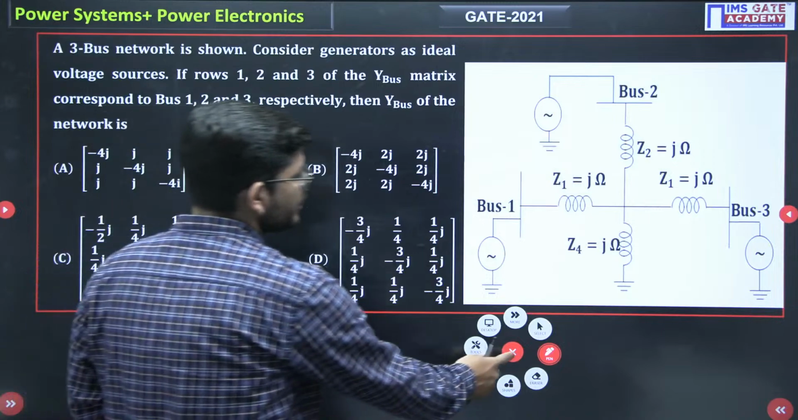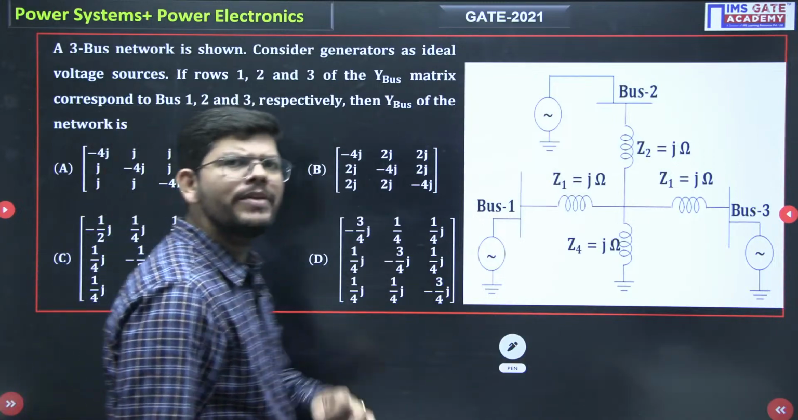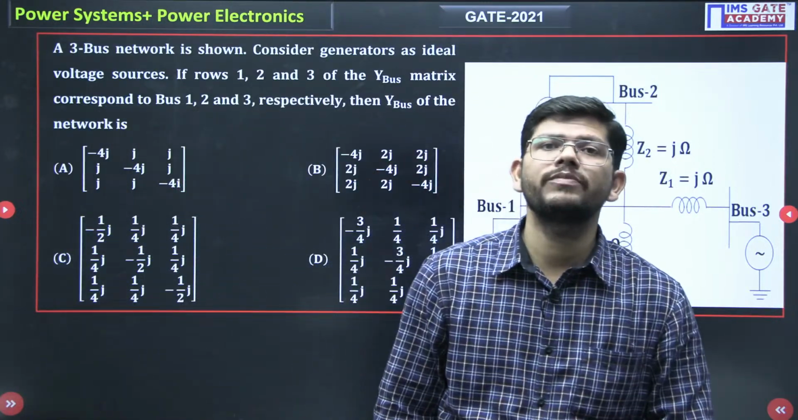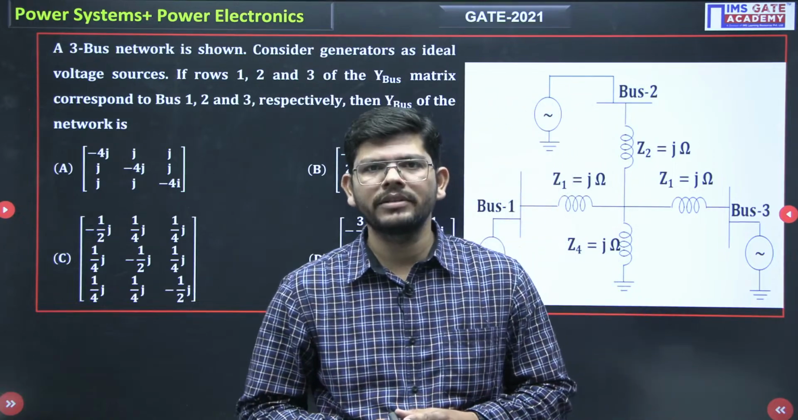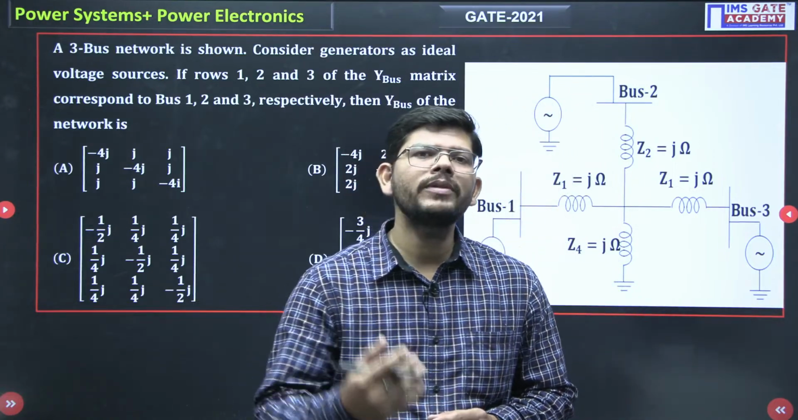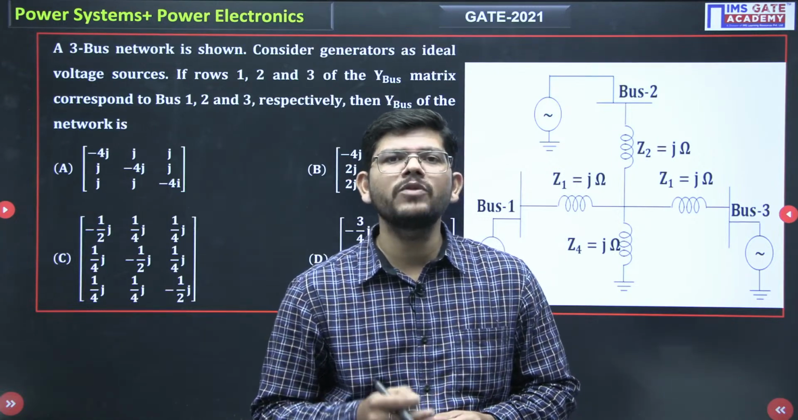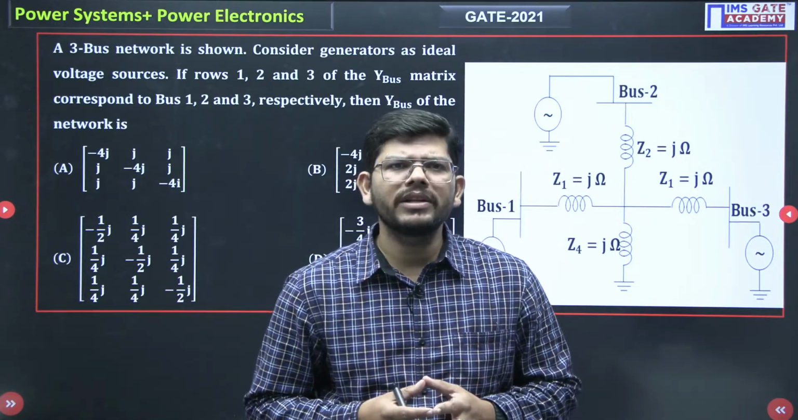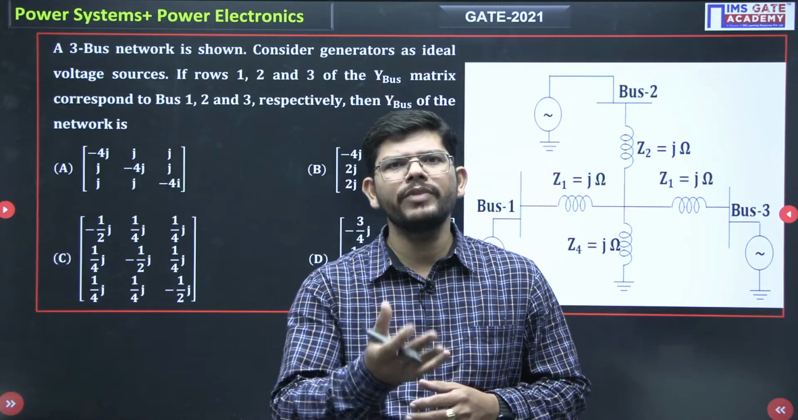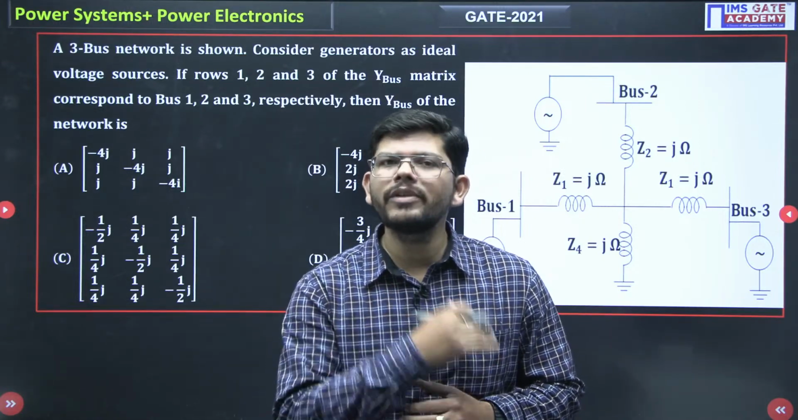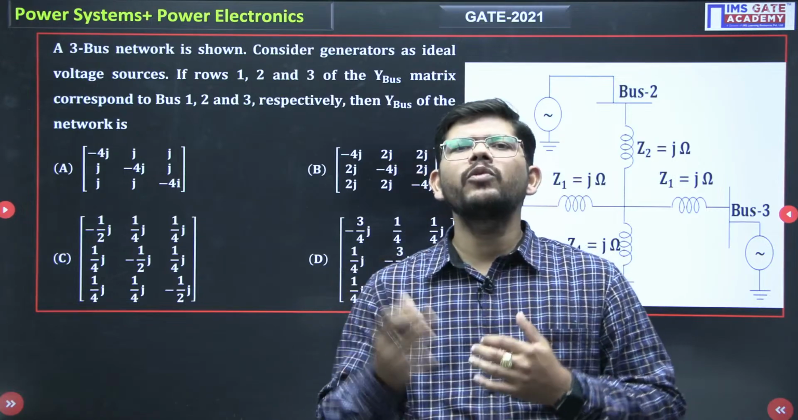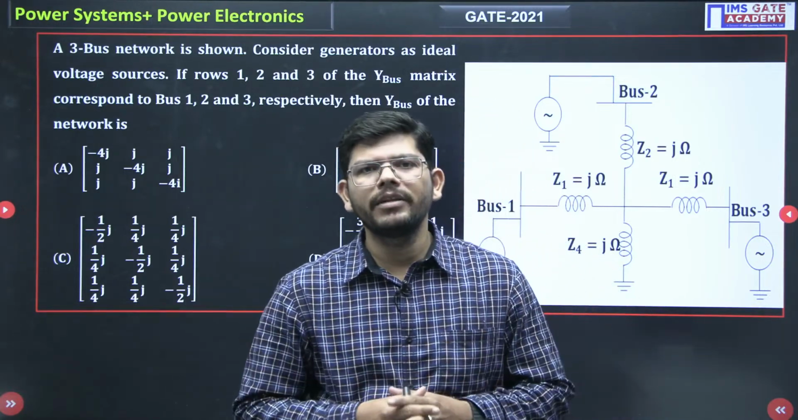So this is the next question that we have. Every year there is a question from the bus admittance matrix, isn't it? And how do we form the bus admittance matrix? Normally the bus admittance matrix is formed by the inspection method. You look at the diagram and very easily find the Y bus matrix by calculating the diagonal and off-diagonal elements.